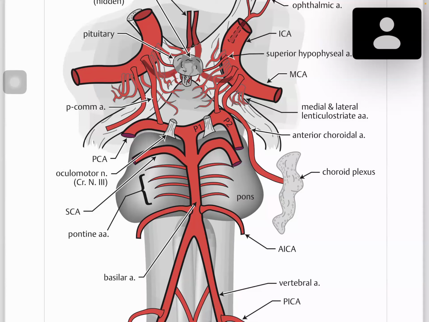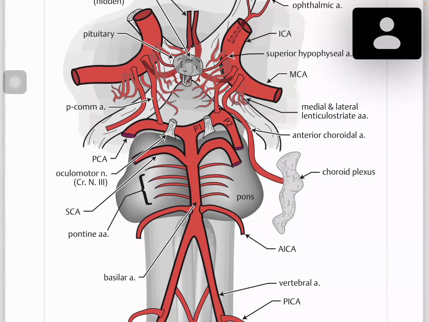In their course between the PCA and the SCA, there is the third motor nerve, which they sandwich. So an aneurysm, either at the level of the SCA, which is really rare, or at the level of P1, will usually give a paralysis of the third motor nerve. But laterally, they also sandwich the fourth nerve.